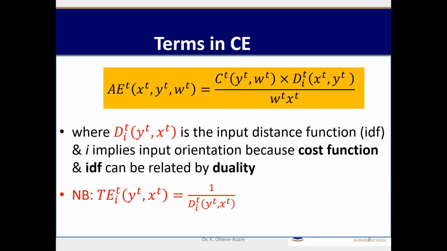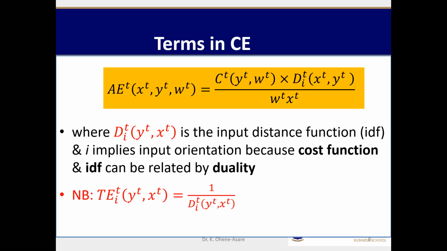So this is the input distance function. It is the input orientation version of the technical efficiency. So the input distance function is a reciprocal of the input oriented technical efficiency. And the output distance function is a reciprocal of the output oriented technical efficiency.